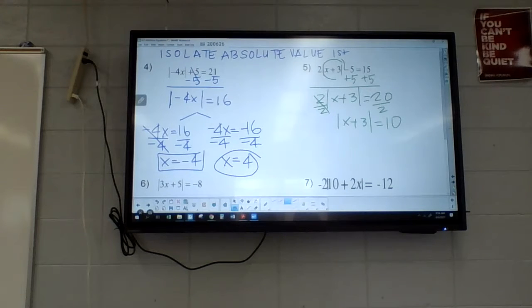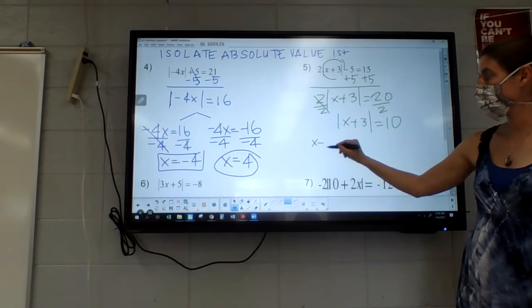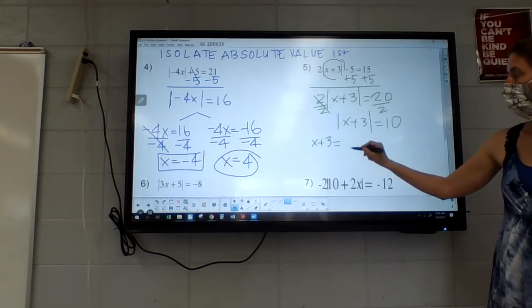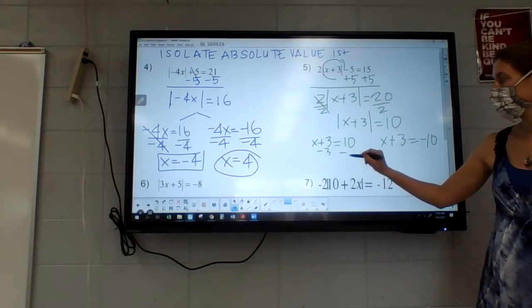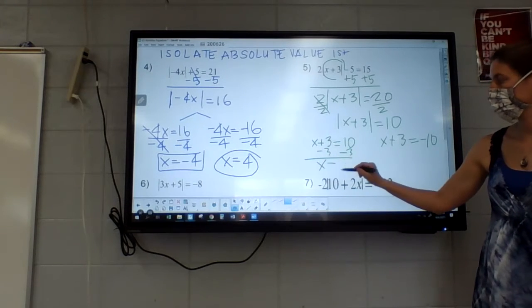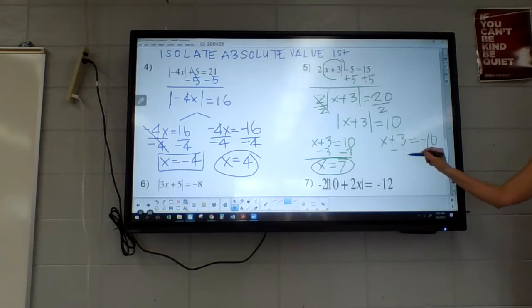And here's now where we set up the two equations. So once the absolute value is isolated, then we can set up our two equations. But until that happens, we have to leave it as 1. So x plus 3 equals 10. And x plus 3 is going to equal a negative 10. So we're going to solve those two equations. So we get 7 and negative 3.